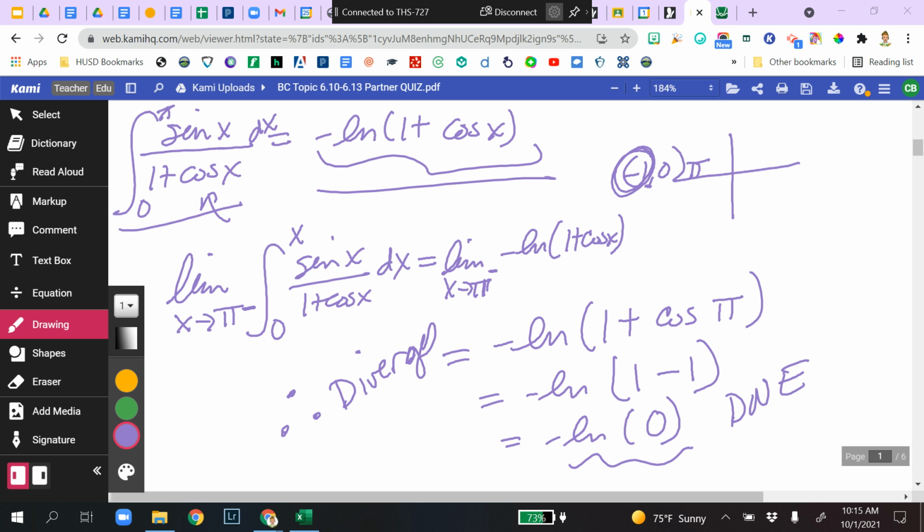It's because they were flipped. You can flip the answer around, and just make sure this negative stays with this one. So as long as that's the case, it's D.